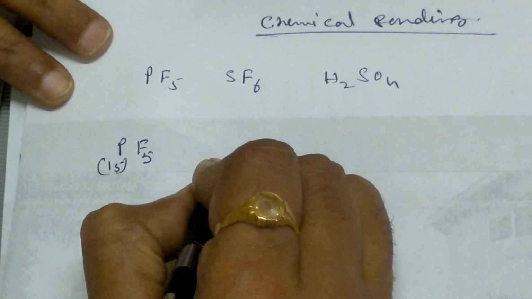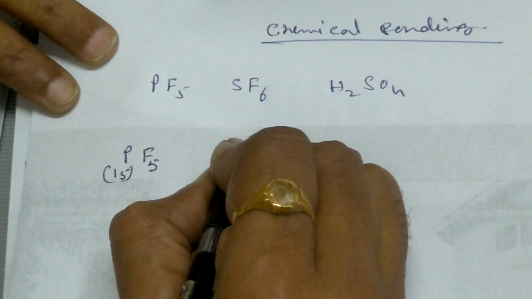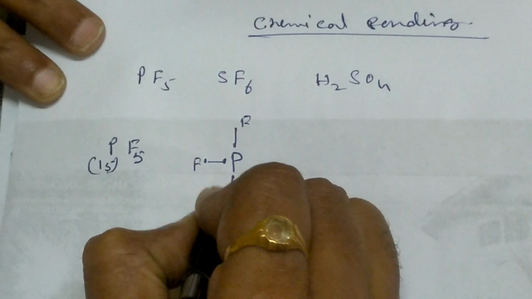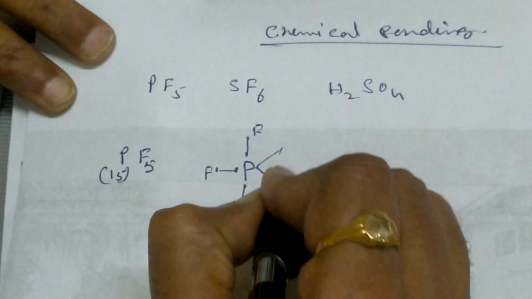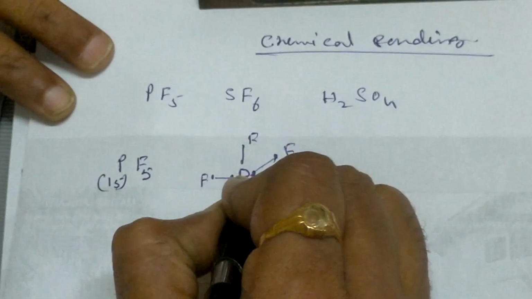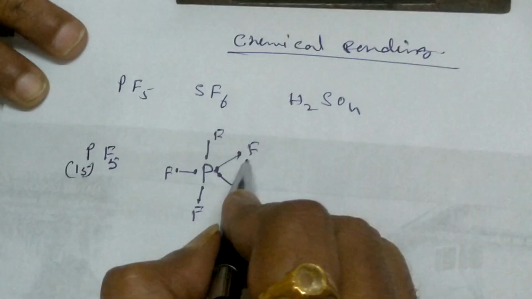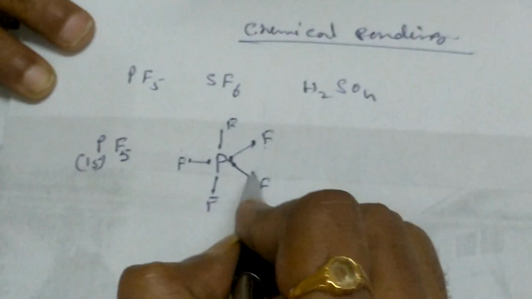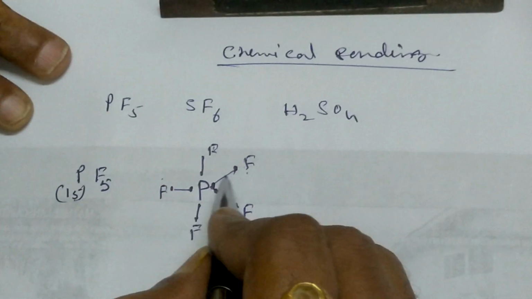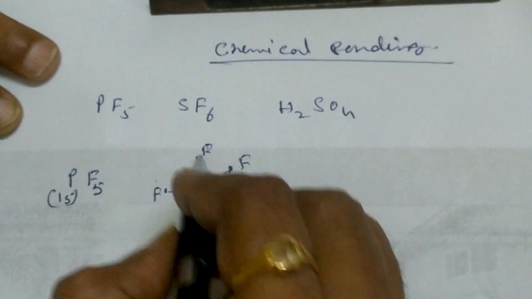So P gives 1 electron each, and F, F, F, F, F each gives 1 electron, making 2 electrons in each bond. If you see, the octet rule for the fluorine is matching. Fluorine is 9 plus 1, that is 10 in each case. So the octet for the fluoride is matching.